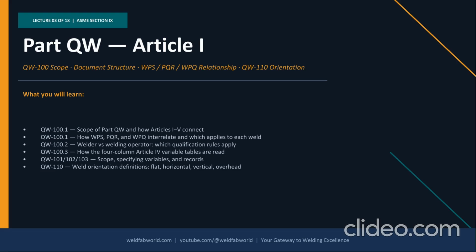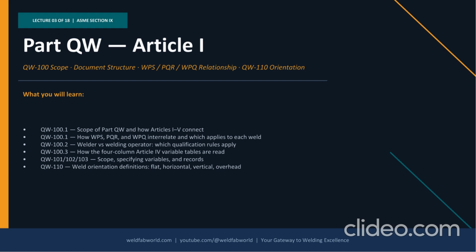This is Lecture 3 of our 18-part series on ASME Section 9. In Lectures 1 and 2 we completed Part QG, the general requirements that form the foundation of the entire code. You now understand what Section 9 covers, what the three qualification documents are, how variables are classified, and who bears legal responsibility for procedure qualification.